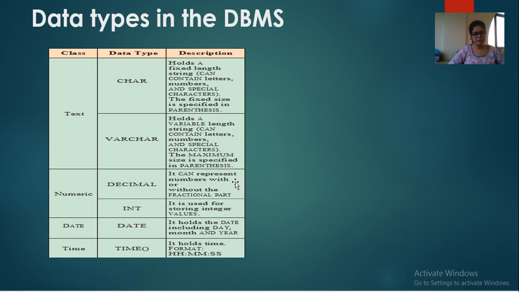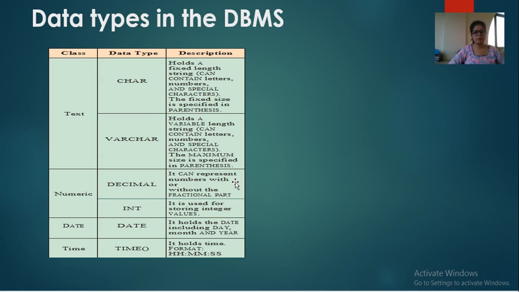For example, if I have given the length of the string as 10, it is my choice whether I enter a string with 10 length or a string with less than 10 length. I can enter 4 characters, 2 characters, 7 characters, but I cannot enter more than 10 characters. So this is the difference between char and varchar. Char means fixed length, whereas varchar means variable length.